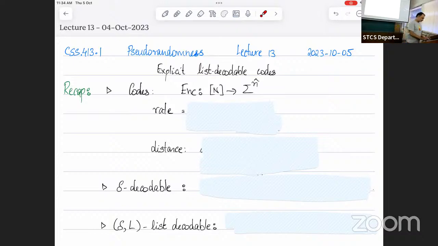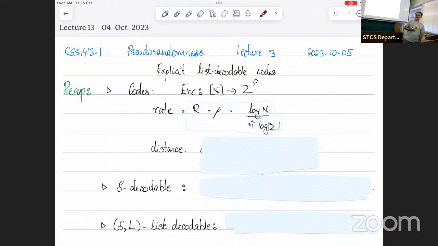Okay, so we were talking about codes in general last class. And we were referring to codes as just an encoding function, where you're given some message space capital N, and you're mapping it to sigma to the n, where sigma is the alphabet that you're dealing with. And typically, sigma turns out to be some finite field, usually a power of a prime.